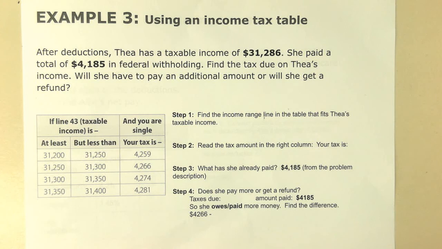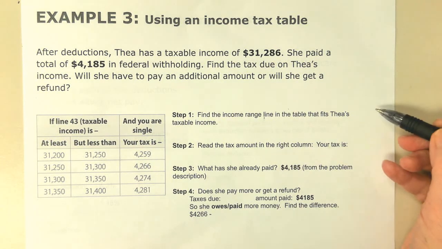So first of all, Thea has a taxable income of $31,286. Now that's her annual taxable income. She paid a total of $4,185 in federal withholding already throughout the year. And what we want to do now is find the tax due on her income. So will she have to pay more money or will she get a refund? So let's look at this. So step 1, find the income range in the table that fits Thea's taxable income.